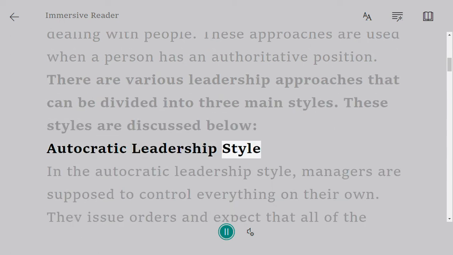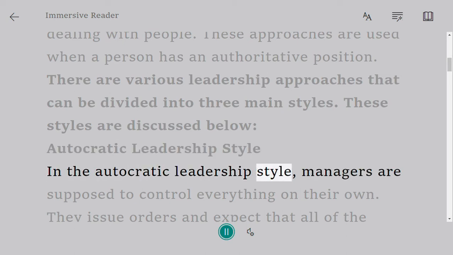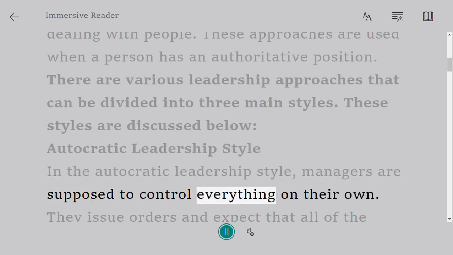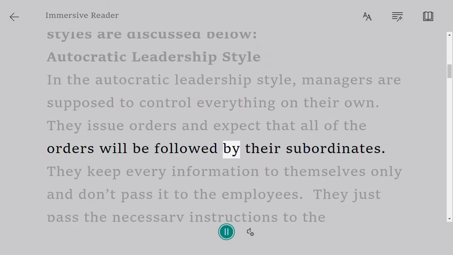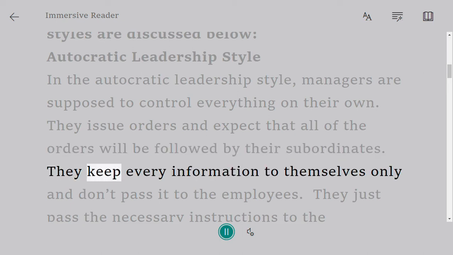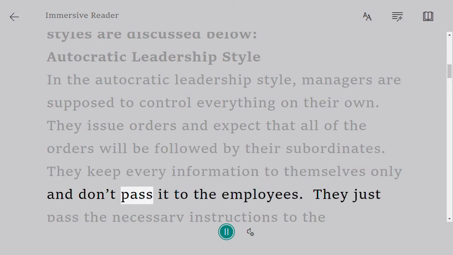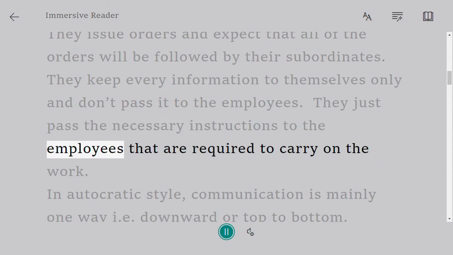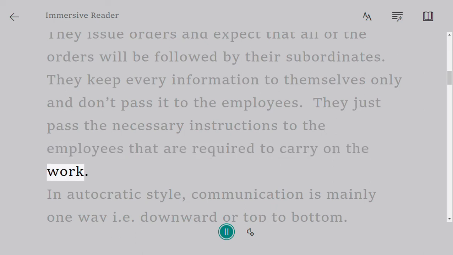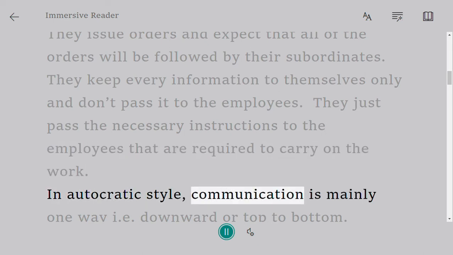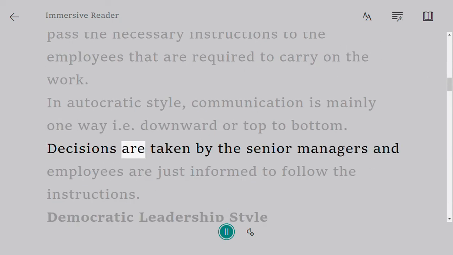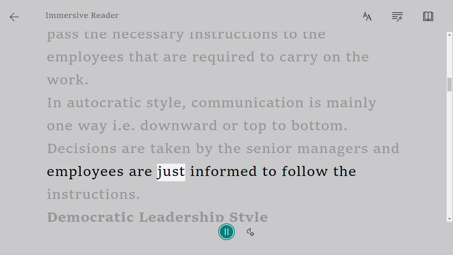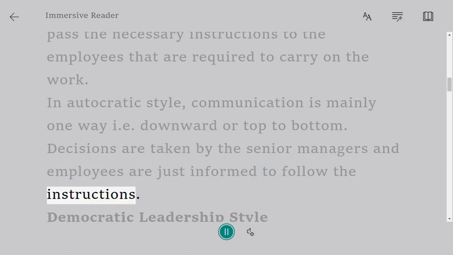Autocratic leadership style. In the autocratic leadership style, managers are supposed to control everything on their own. They issue orders and expect that all of the orders will be followed by their subordinates. They keep all information to themselves and don't pass it to the employees. They just pass the necessary instructions required to carry on the work. In the autocratic style, communication is mainly one way, i.e. downward, or top to bottom. Decisions are taken by the senior managers and employees are just informed to follow the instructions.